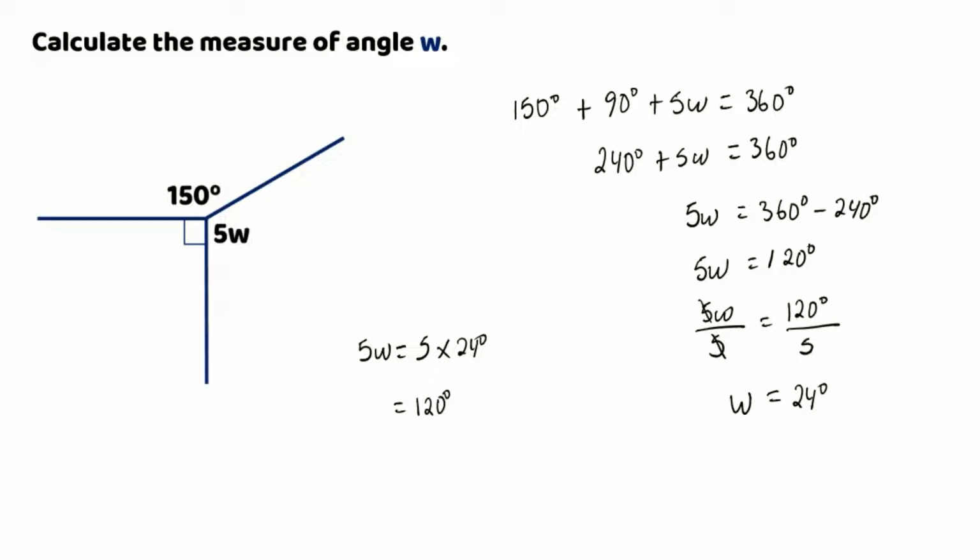Now after we found the value of our 120 degrees, we can still take our question one step further and check our answer. And we're going to check our answer by simply adding our 150 degrees plus 90 degrees plus 120 degrees. And remember that these angles should all sum to 360 degrees. And upon adding these angles together, we find that they do sum to 360 degrees, which tells us that 120 degrees for 5w is indeed the correct solution.